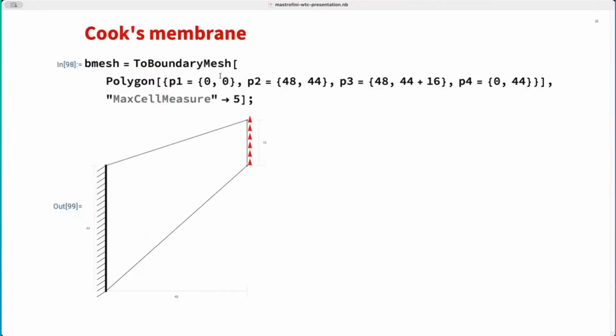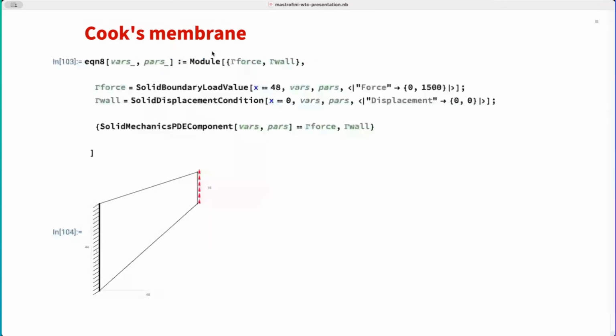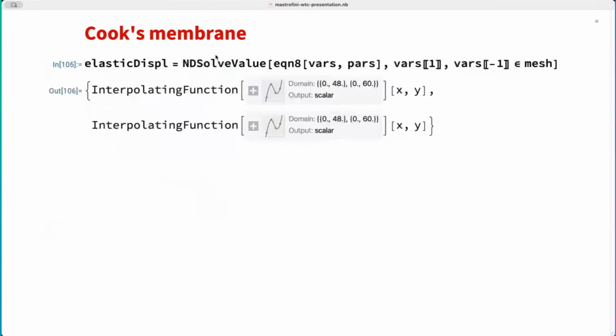Let's, for instance, take the Cook's membrane, which is a commonly used benchmark for solid mechanics applications. Let's take this mesh with some triangular elements. So we can specify the boundary value problem. In particular, the left side is fixed here, and we can apply a vertical force to the right side. And then we can assign some material properties and solve the problem.